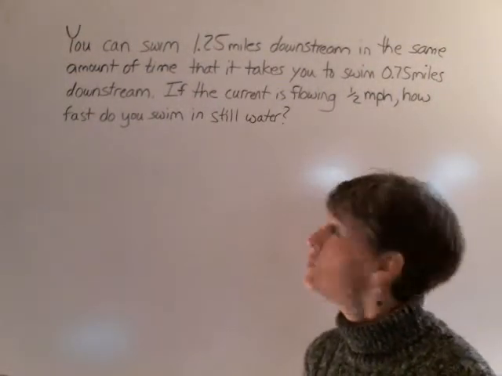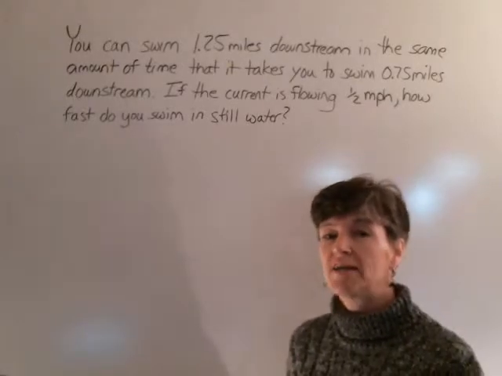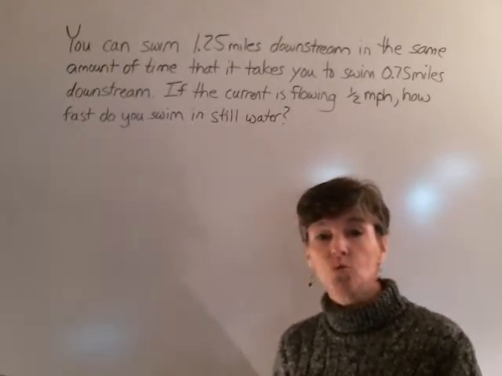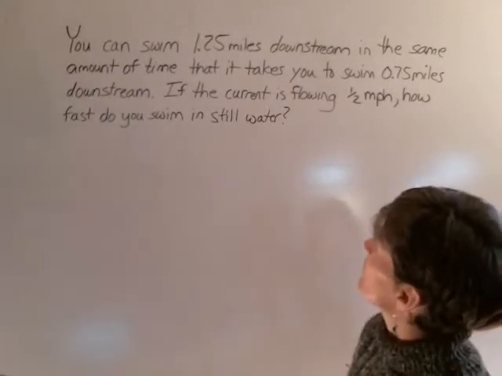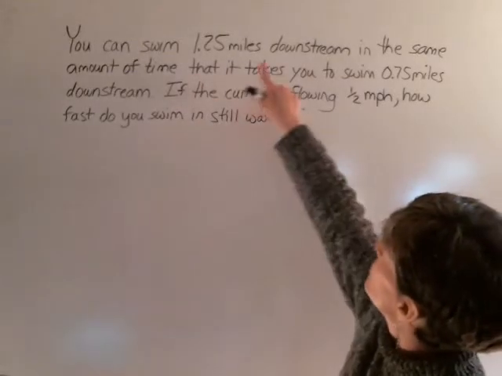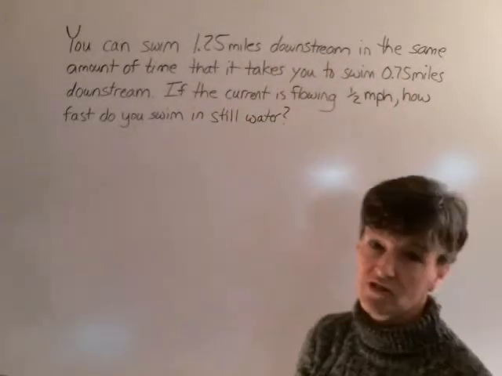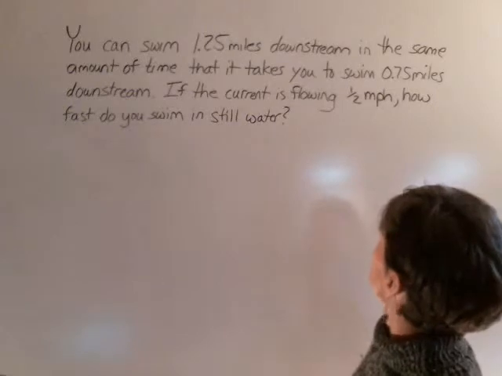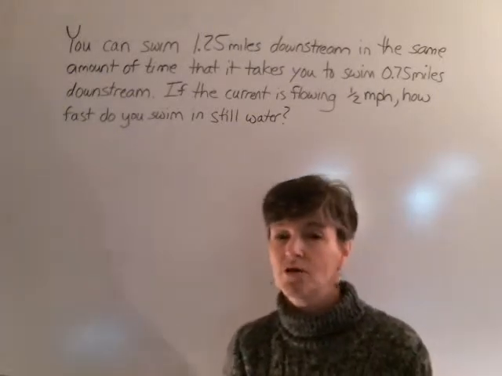All right, in this video, we're going to work a distance mixture problem that also has that work rate concept kind of in it. So the problem says you can swim 1.25 miles downstream in the same amount of time that it takes you to swim 0.75 miles upstream. If the current is flowing at 1/2 mile per hour, how fast do you swim in still water?